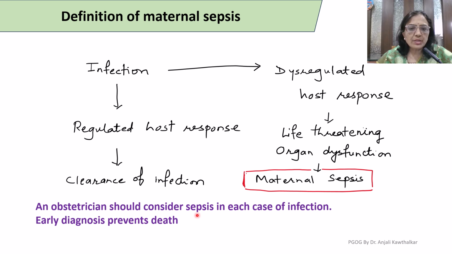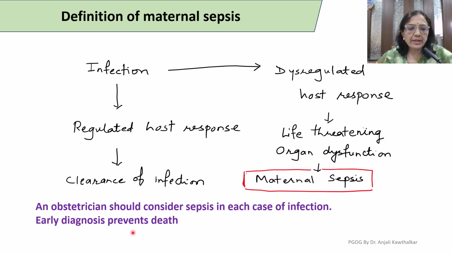An obstetrician should consider sepsis in each case of infection is the most important guideline. Many guidelines, especially the RCOG Green Top guideline of UK, as well as the American guideline, are mainly stressing this point only, that we should consider sepsis in each case of infection. In other words, we should always be vigilant to see whether there is any organ dysfunction associated with infection. Any organ dysfunction, you immediately diagnose it as a case of maternal sepsis and start aggressively managing the case. That will reduce the maternal mortality because of maternal sepsis.